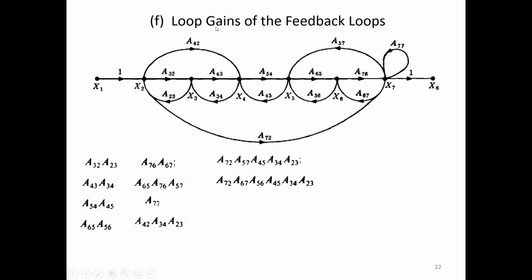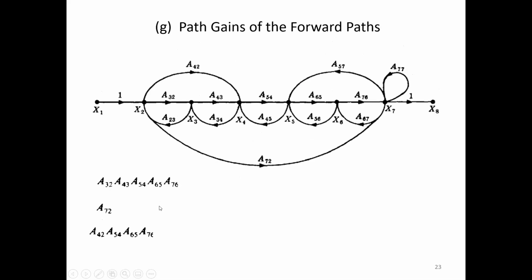So now we are going to give all the loops which we have identified, and we are giving their gains here. How to calculate the gain? As we have seen, loop 1 has A3 to A3 to A23. Like that, all the 10 loops which we have identified, whose loop gains we have mentioned here.